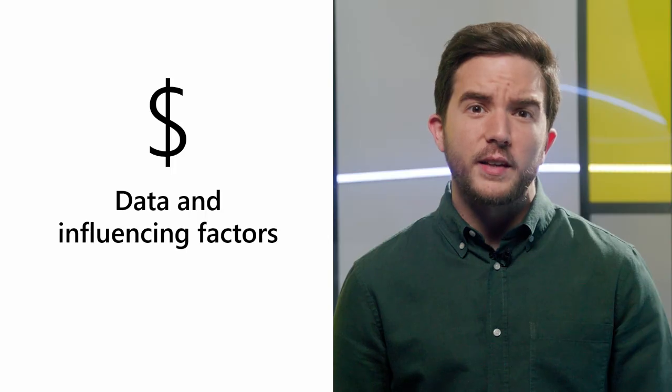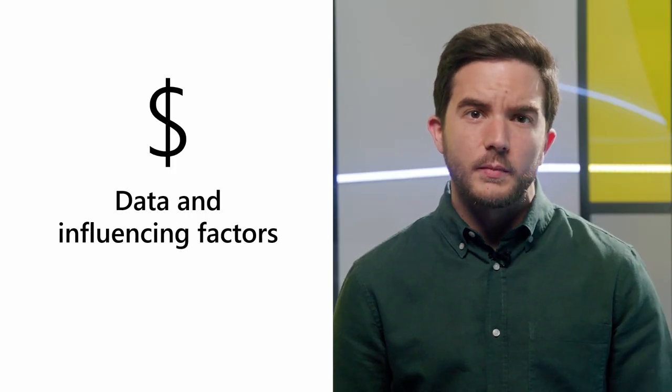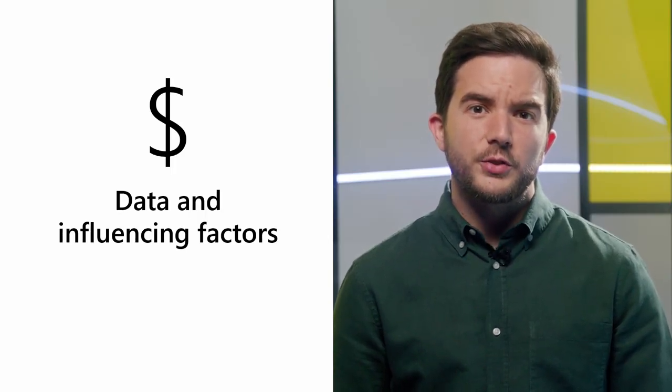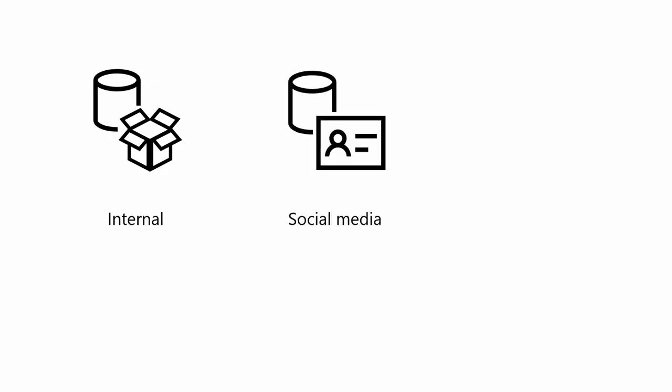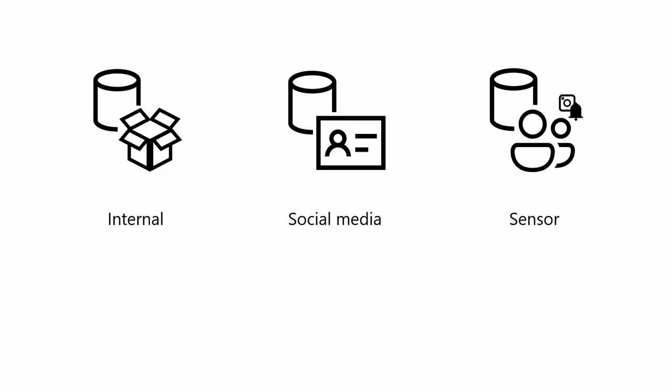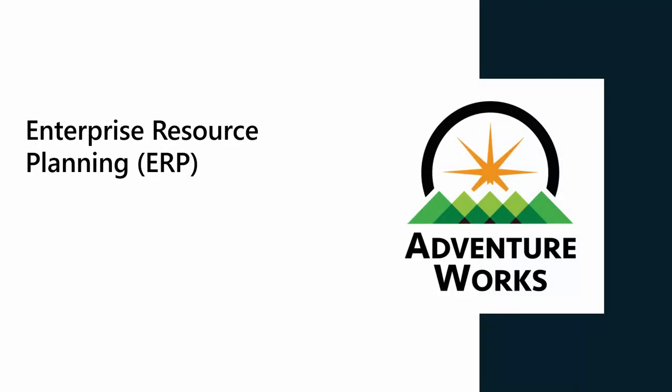Let's take the example of identifying factors that affect sales. To do this analysis, you need first to determine the data to be measured and the potential factors that could influence it. For instance, this includes internal company data, data from social media, and sensor-generated data, such as product codes from barcode scanners or identity confirmation from facial recognition software. Sales data is the main area that AdventureWorks wants to assess. A critical source of this information comes from their Enterprise Resource Planning, or ERP system.